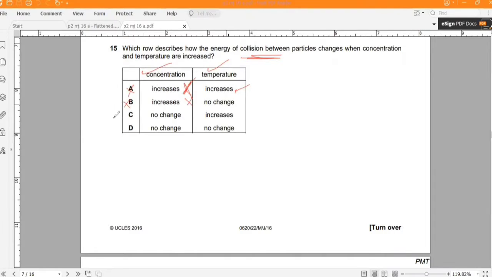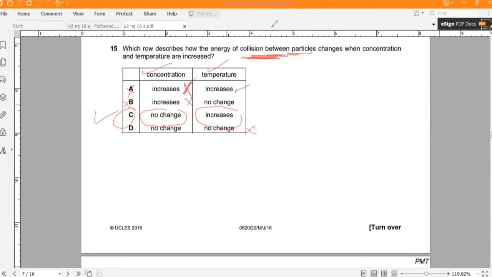Now there is a chance of options C and D. No change, no change, increase, and no change. So look at it. Collision between particles changes when concentration and temperature increase. If you increase temperature, obviously the collision can increase, but if you increase concentration, there will be no change. That means option C is the right one. Option D, of course, is wrong. Okay, clear?